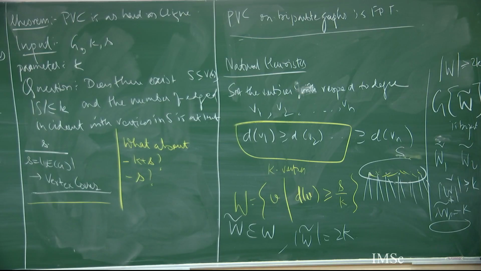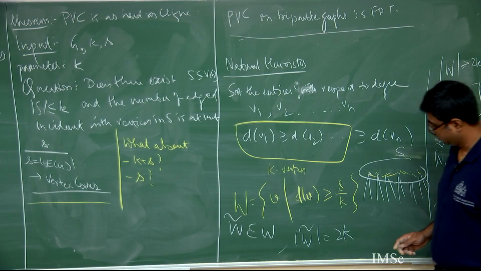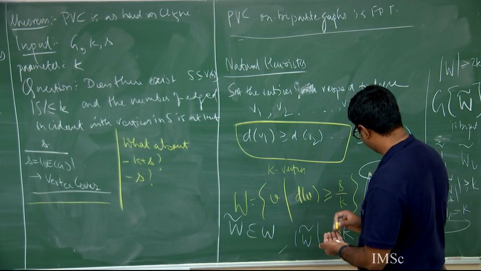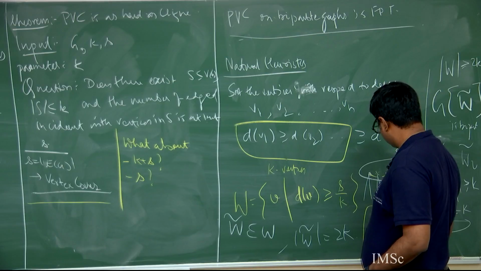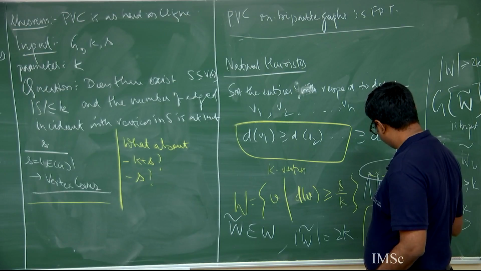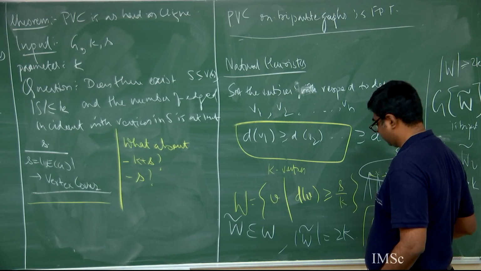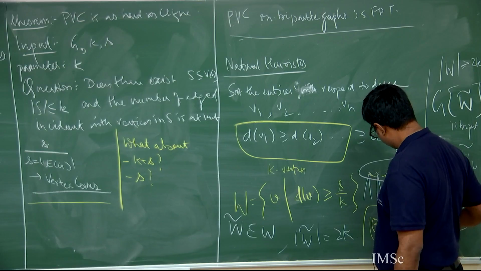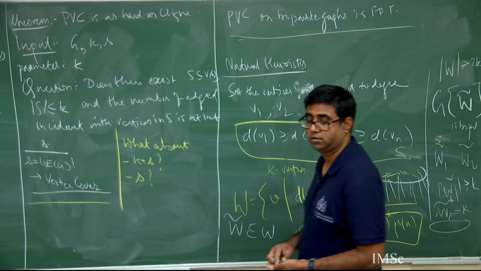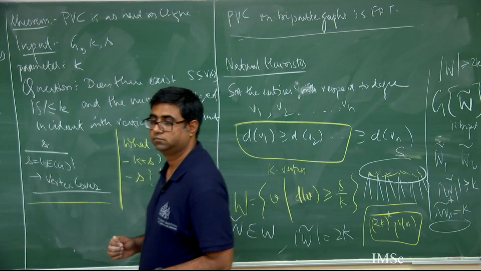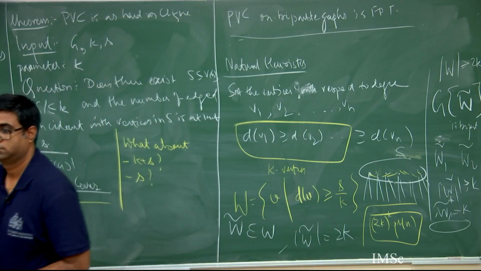So you just go on doing this. At any point of time, either you perform a branching or you perform the following analysis. So what will the running time of this algorithm be? It is going to be 2 power k into some polynomial in s. Try to improve this. That's your question.